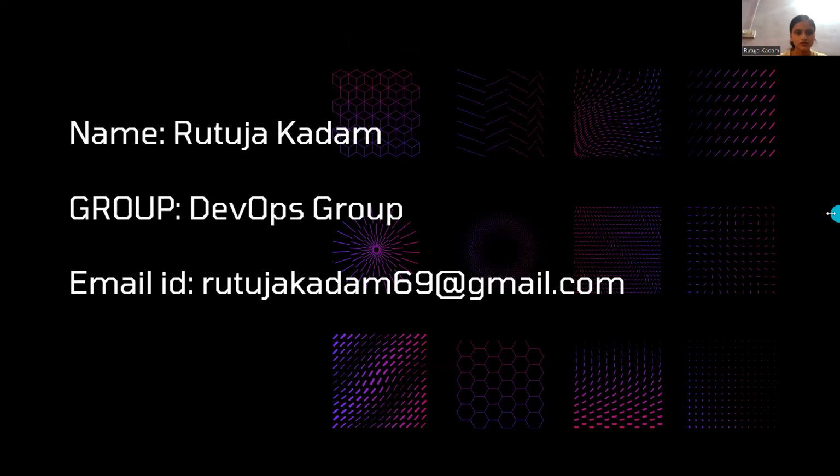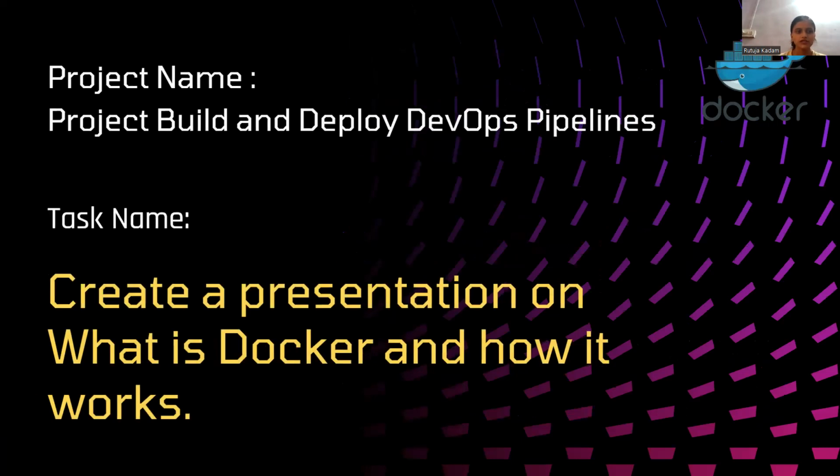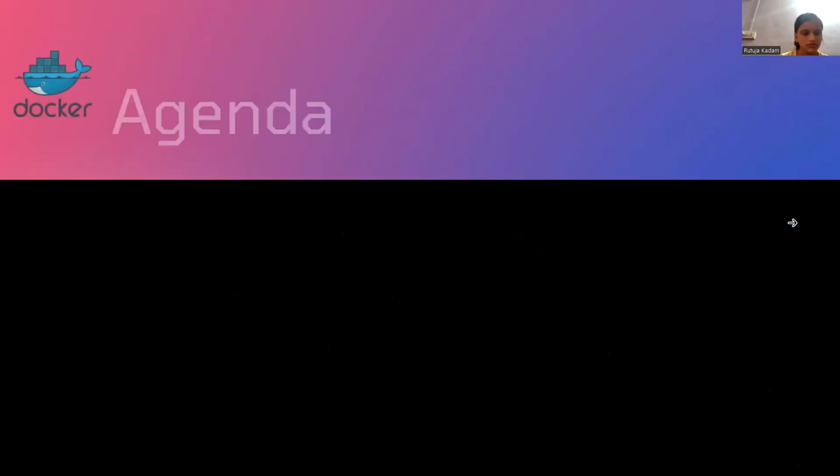Hello, sir. My name is Rutuja Kadam. I am from the DevOps group, and my email ID is rutujakadam16@gmail.com. My project name is Build and Deploy DevOps Pipelines. The task name is create a presentation on what is Docker and how it works.